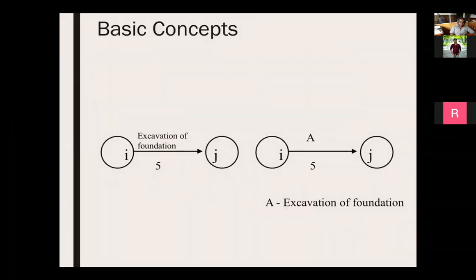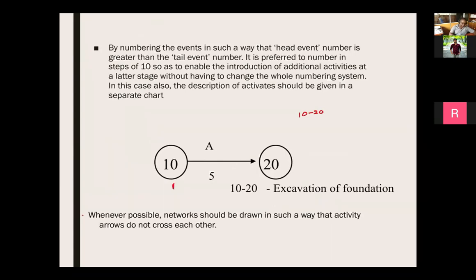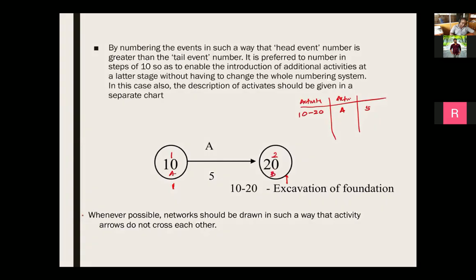So this is an example. And we give the event a number or maybe A, B or something. So this activity A can be given as the 10-20 activity. 10 to 20. 10 is the start of A, 20 is the finish of A. The 10-20 activity is activity A, and the duration is 5. The 10-20 activity and A activity are basically the same thing. Here, this 10 can be 1 or 2, or maybe A or B. Typically we give numbers. Why do we give numbers? We will have an understanding of that later.